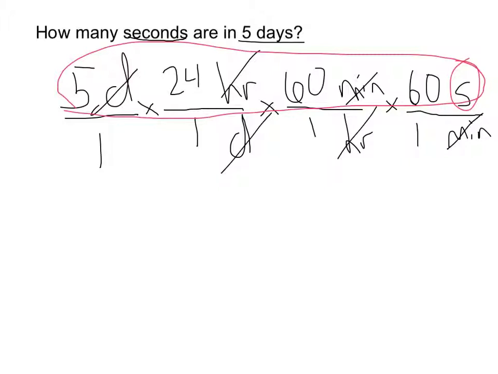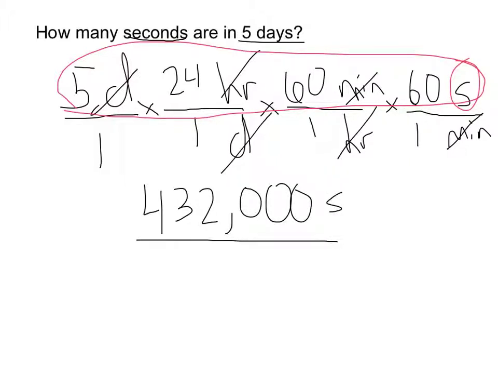If you're in my class watching this, then I've told you a million times by now that you need a calculator. So 5 times 24 times 60 times 60, the entire top, you multiply that, and you're going to get 432,000 seconds on the top. You multiply the bottom, 1 times 1 times 1 times 1, no units, so you just get a 1. Your answer is 432,000 seconds are in 5 days.